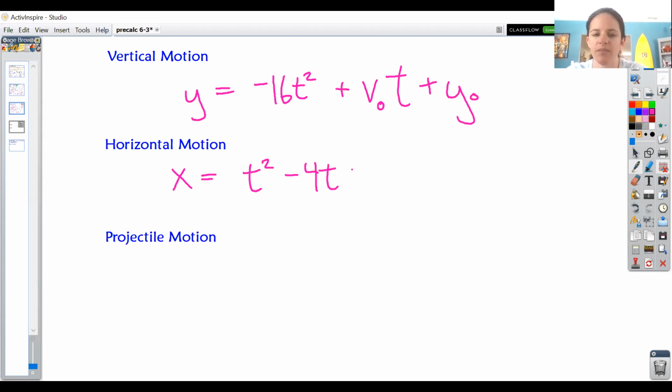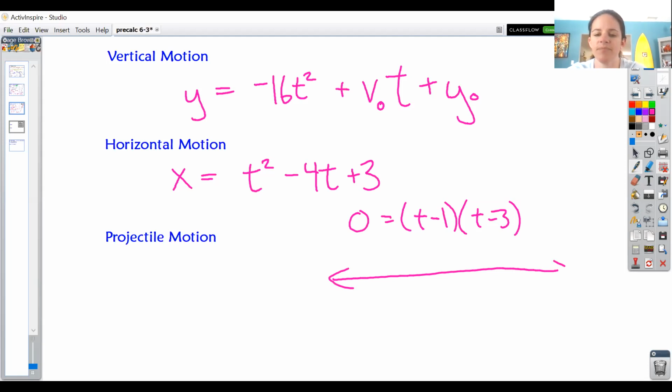4t plus 3. And then I could ask you questions about when is the particle at the origin, which would mean x equals 0, and we could solve that quadratic by factoring and getting that the particle would equal 0 at t equals 1 and t equals 3. So I could draw my little x-axis here, and here's 0, and I know that at t equals 1 and 3 it's at 0.